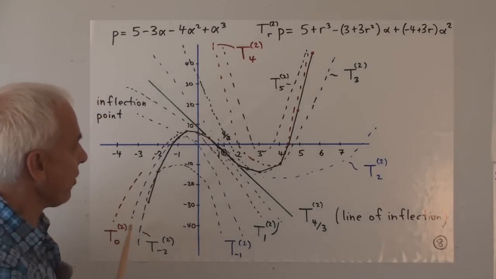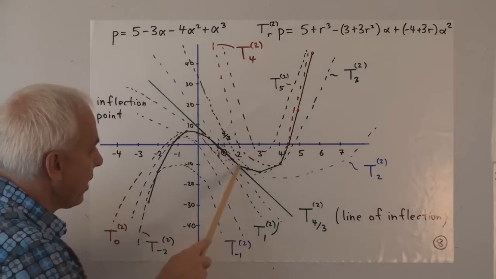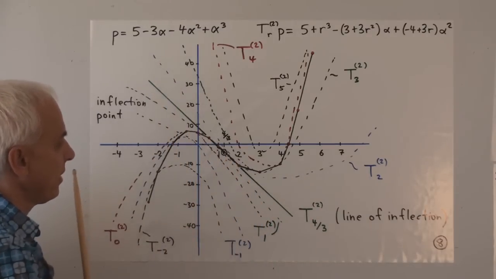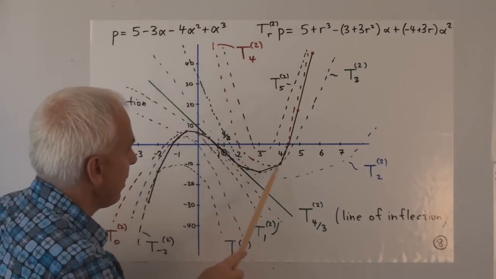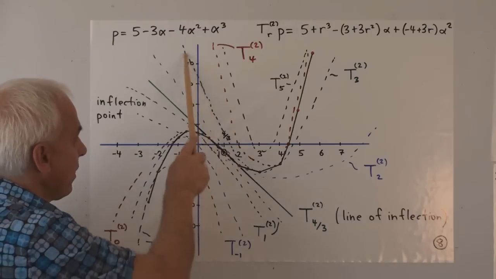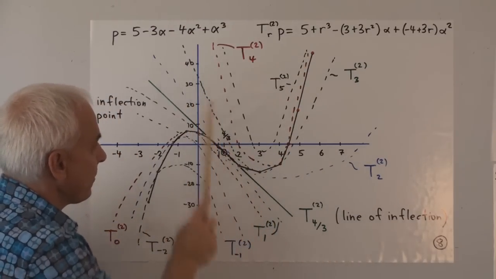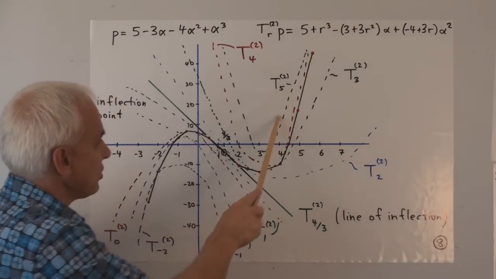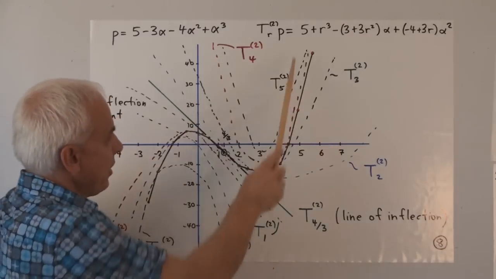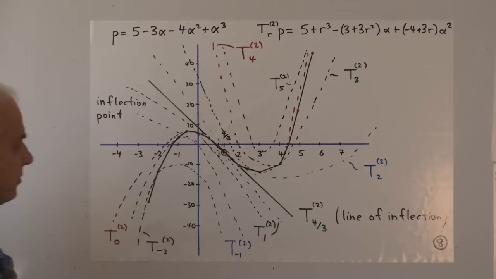Now here are some other tangent conics. At the point 2, the tangent conic looks like this roughly. At 3, there's point 3. The tangent conic is this one roughly. At 4, it's like this. At 5, it should be something like that. As we go on further, we get more and more parabolas in that region there.